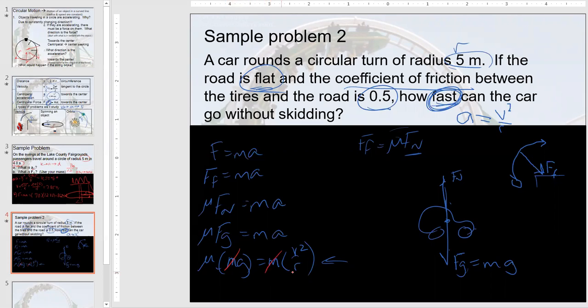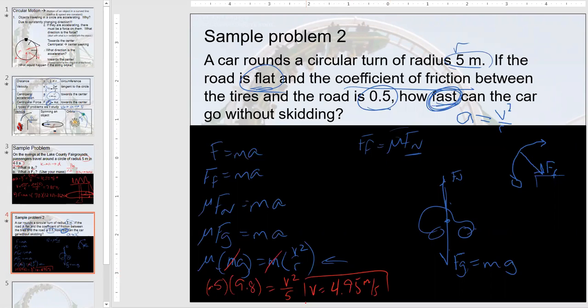And then after that, we can just substitute values in. So we can put in our 0.5 as our mu value, 9.8 is our gravity value. We're looking for v, and we know the radius to be 5 meters from that. So then 5 times 0.5 times 9.8 and square rooted, and we end up with a velocity of 4.95 meters per second. And so that would be your answer to that one.